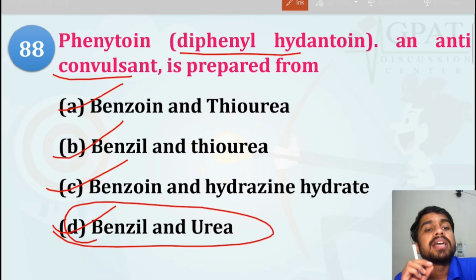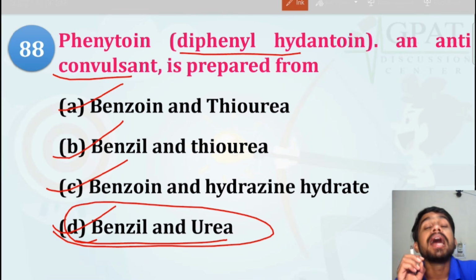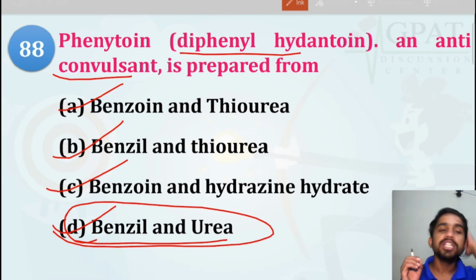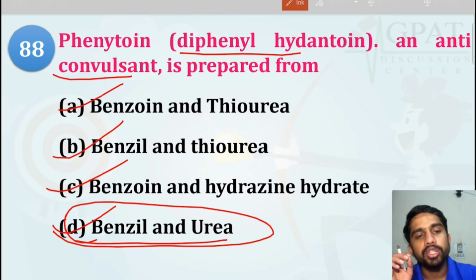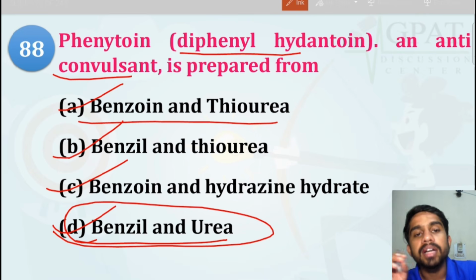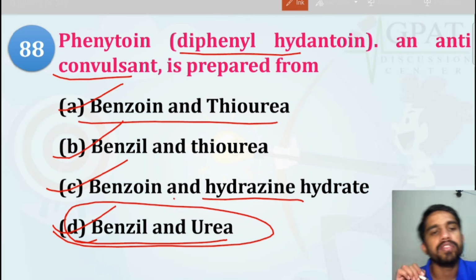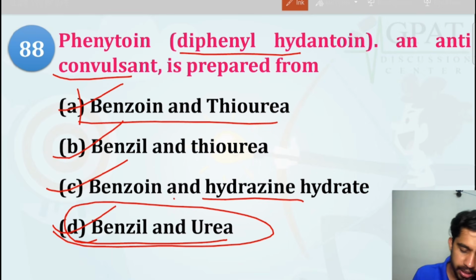In phenytoin synthesis there is a condensation between benzyl and urea, and due to that condensation the hydantoin ring gets formed. So in order to form the hydantoin ring, there is a condensation reaction between benzyl and urea. Thiourea gives the sulfur containing analogs, and hydrazine hydrate is not used in phenytoin synthesis. So A, B, C are wrong.